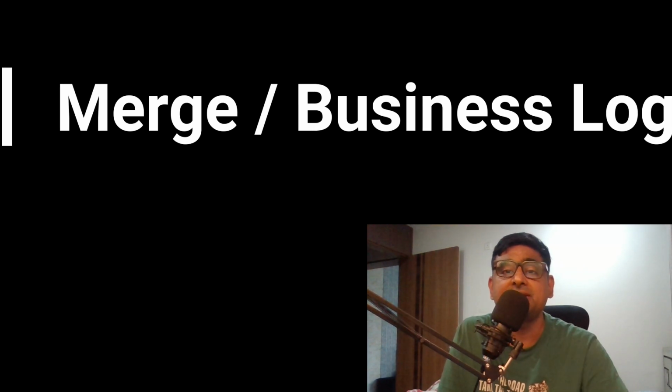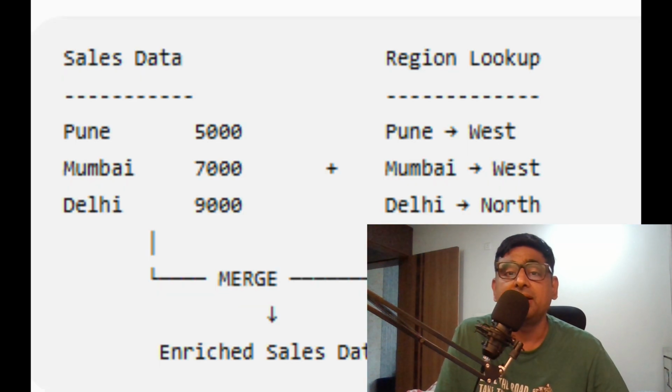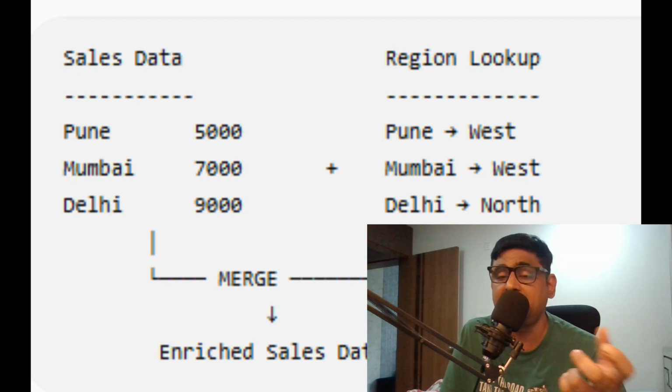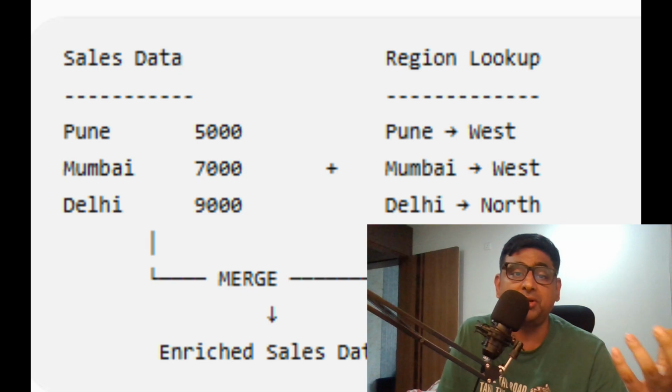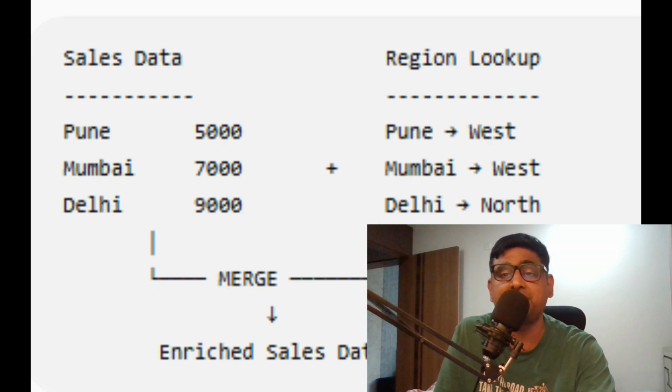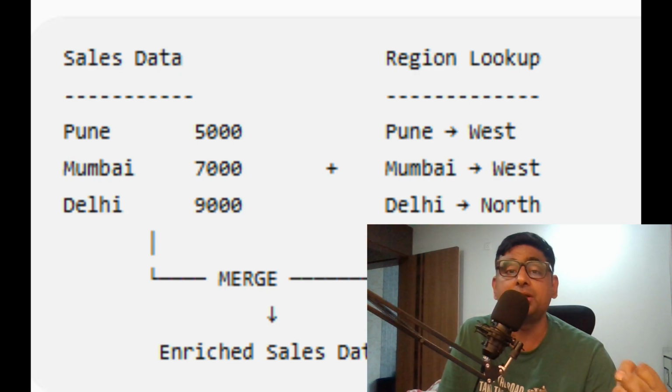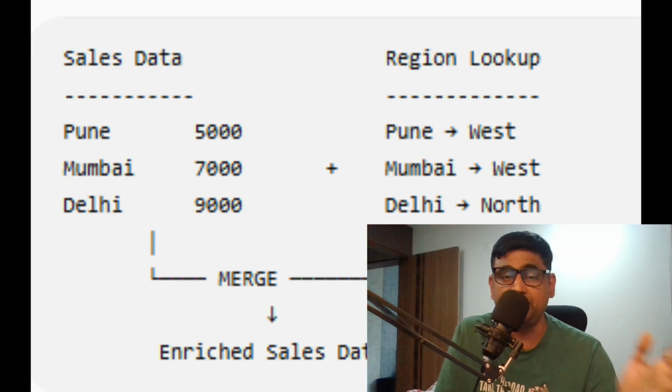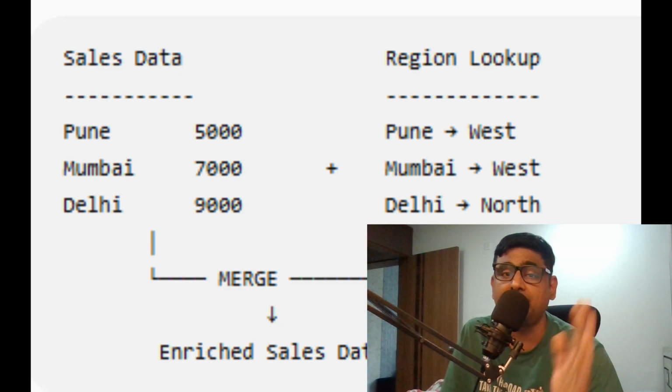Okay, so now what we'll see in the next step is how to merge or implement the business logic. Now let's say my business gives me another table, and this one contains regional information, for example, in India, Pune is west, Mumbai is west, Delhi is north and Bangalore is south. I do not need to write a complicated SQL statement just to bring this information together. What I can do is merge query. I will join the sales data with the region lookup, and then I will create the third column.